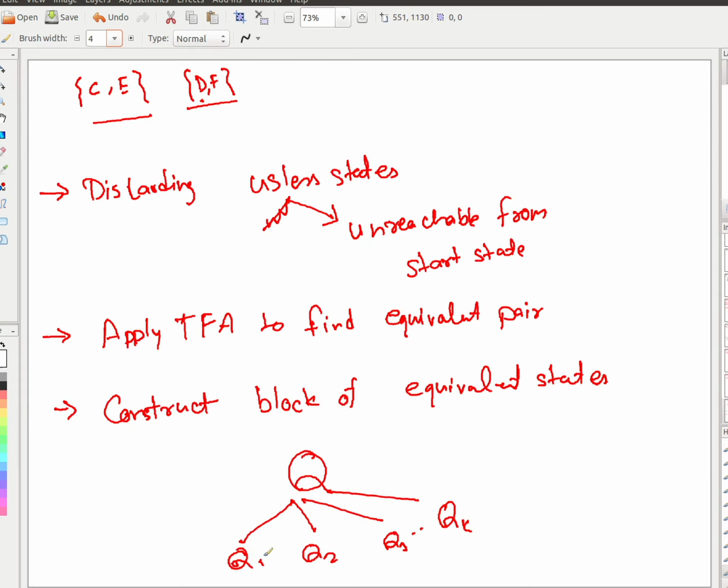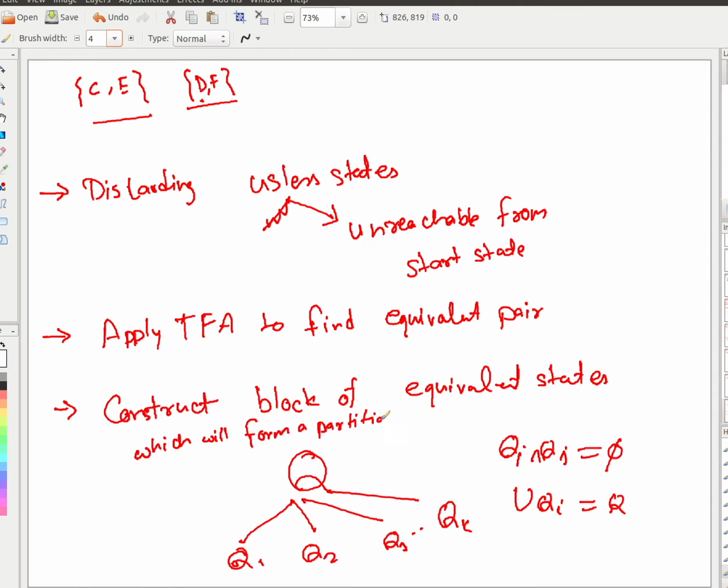What do we mean by partition of a set? Partition of a set is that if you take the intersection of any Qi and Qj, it is phi, and when you do the union of all Qi's, you get Q. That's what is called a partition of a set, right? So what we are saying is that you are going to construct blocks of equivalent sets which will form a partition of Q. Once you get these blocks, then I think going ahead is very simple.